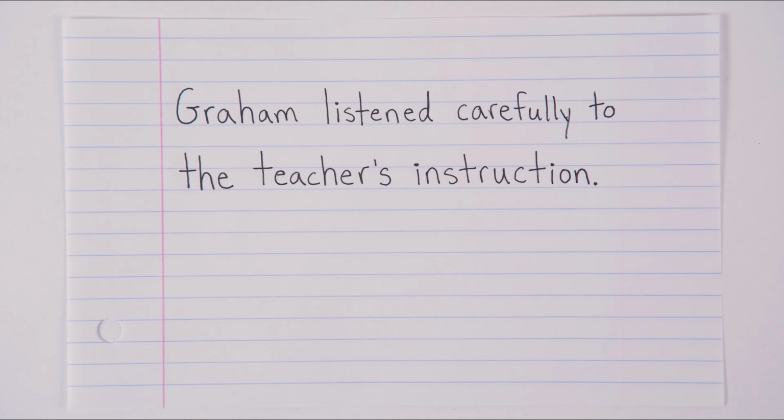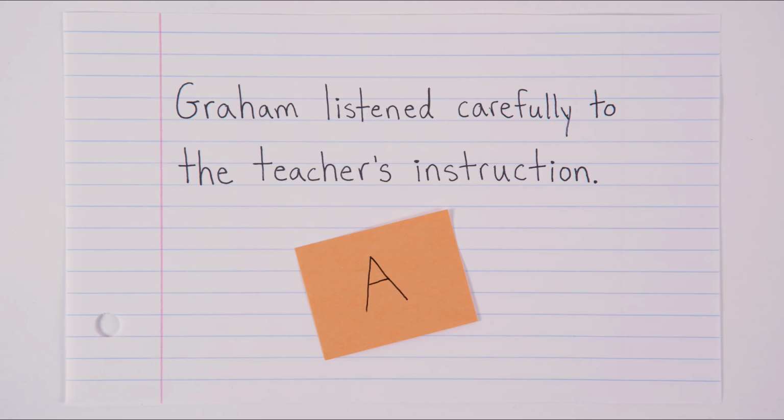So even though in the imagination of this sentence, we might see the teacher as the one being in charge here or something, Graham is still our subject. Listened is still our action, and Graham is the one doing that. Our subject is performing the action. We have an active sentence.